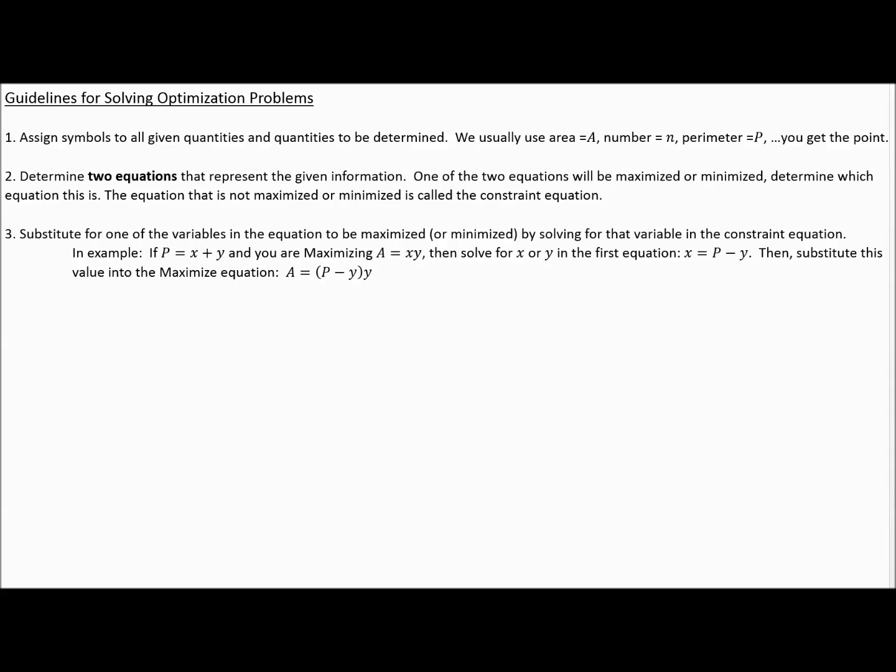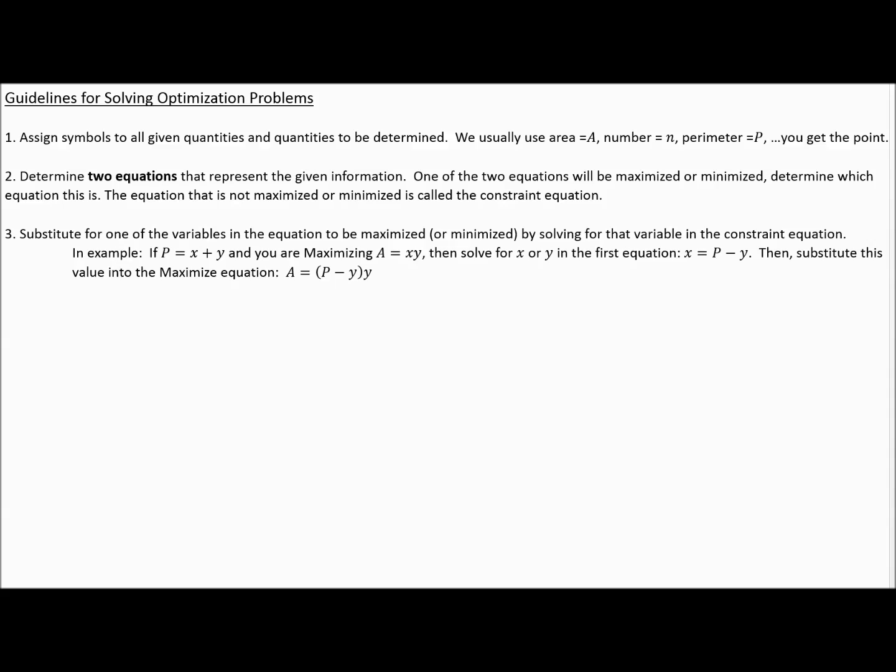Third step, here's what we're going to do. We're going to substitute for one of the variables in the equation to be maximized or minimized because you're going to have more than one value that varies. But that constraint equation, and that's why it's called a constraint equation, puts limits on that, and you solve for a variable in that to substitute in the other. And I'll give you an example here.